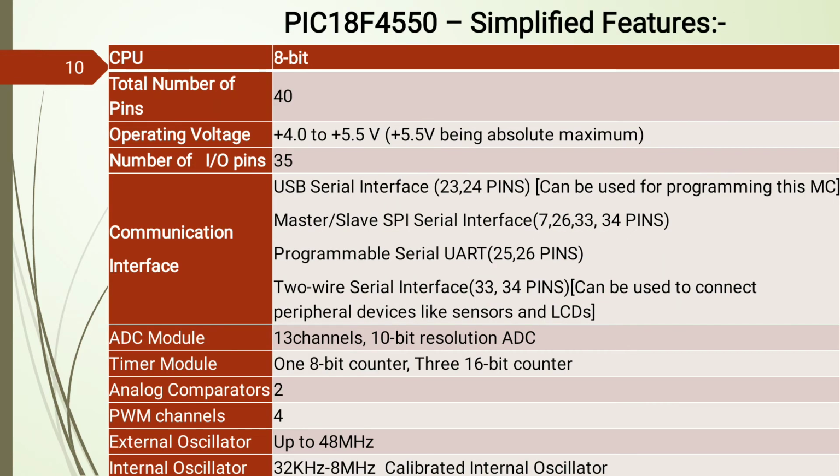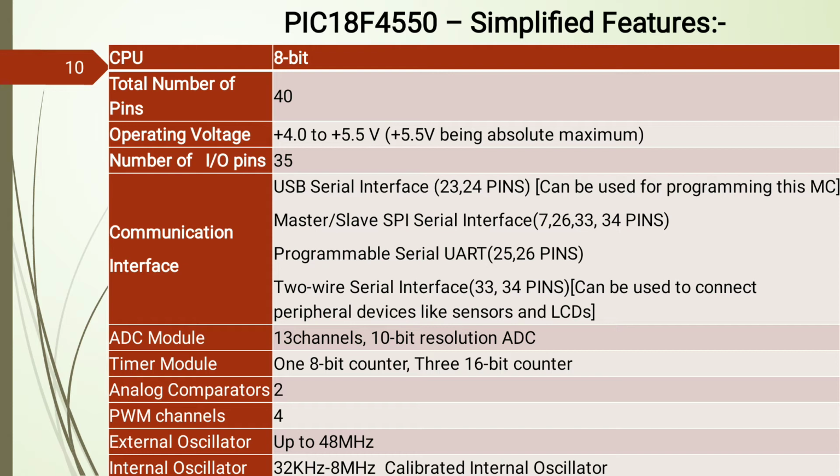After that we go for some features of the PIC18F4550 microcontroller series. The total number of pins available is 40, which is similar to the PIC16F, and the package is also the same, that is DIP, dual inline package. The operating voltage required is again 4.0 to 5.5 volt, which is sufficient so that your controller works properly. After that, the additional feature is the IO pins. The number of IO pins is 35, so here 2 pins are increased.